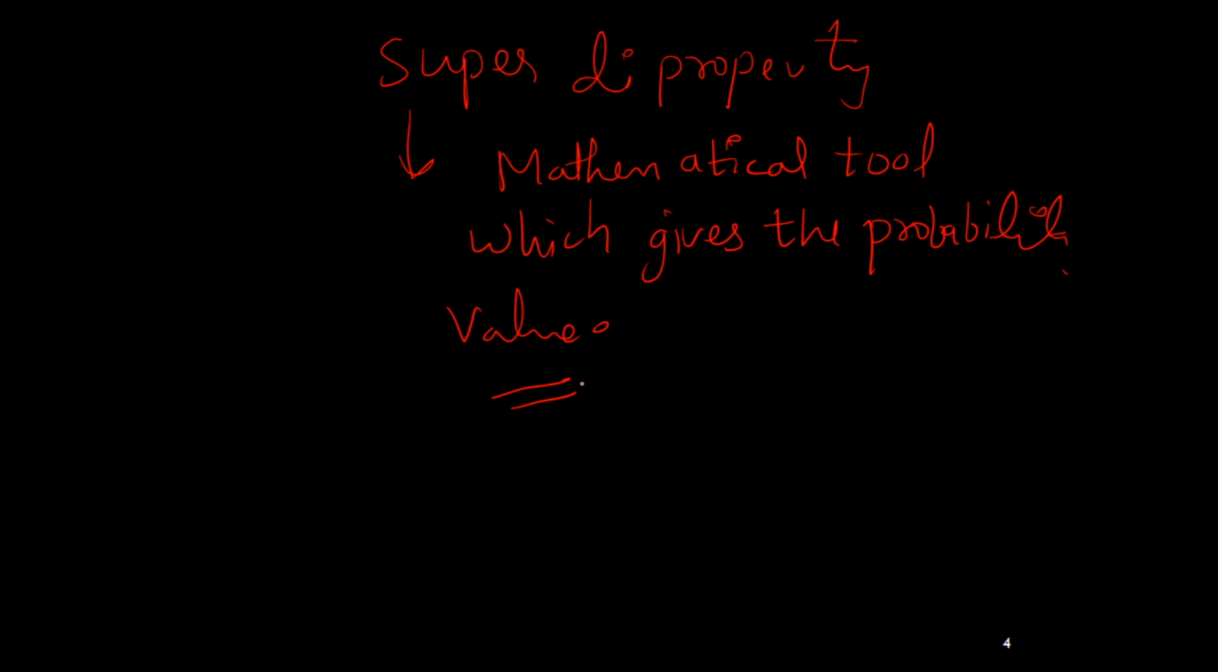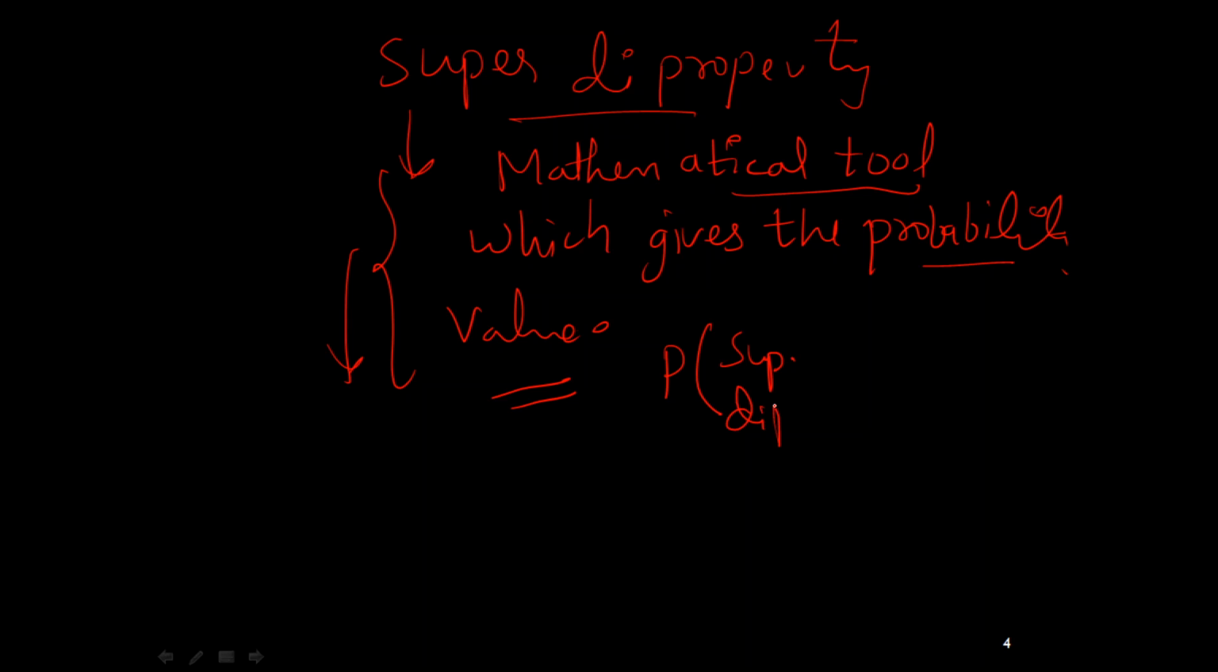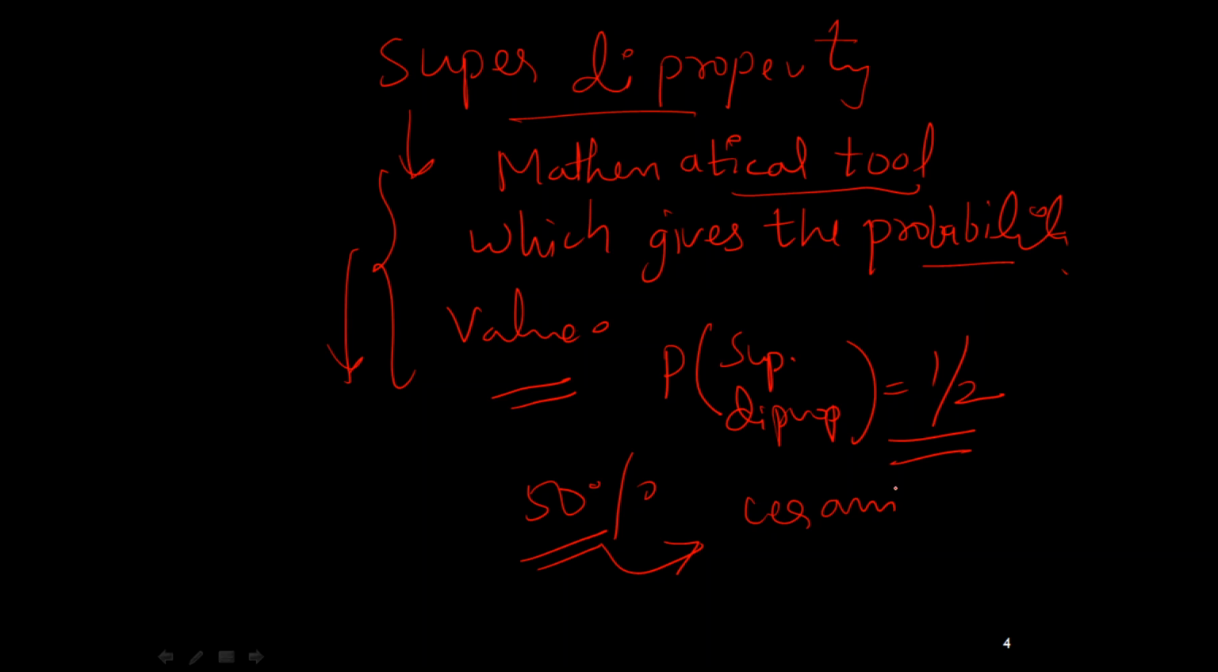I hope it is clear to you. Okay, I'm sorry, I hope it is clear to you. Now in order to understand the mathematical tool which gives the probability values, let's see. Okay, suppose that the probability of the super die property is 1 by 2. It means that 50% chances are there that the person will be recovered from ceramic issues, and 50% chances are there that the person will not be able to recover from ceramic.